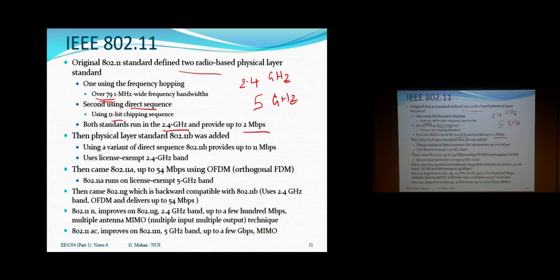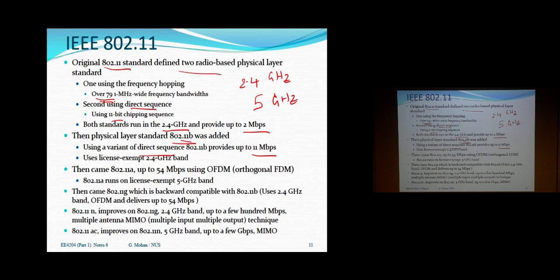Starting from 802.11, the next standard which evolved was 802.11b. You don't need to memorize all of this, but it is better to know how it went through the different standards. It uses a variant of the direct sequence technique, but the data rate is increased to 11 Mbps in the case of 802.11b.